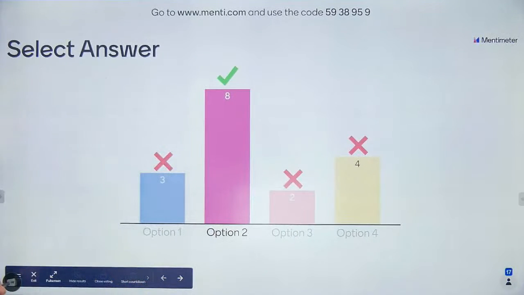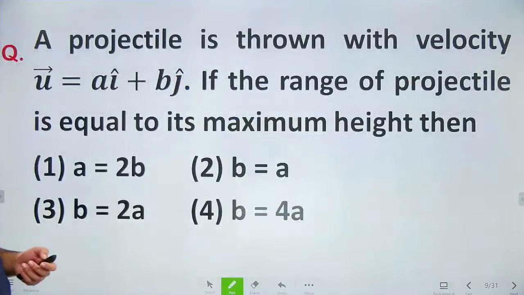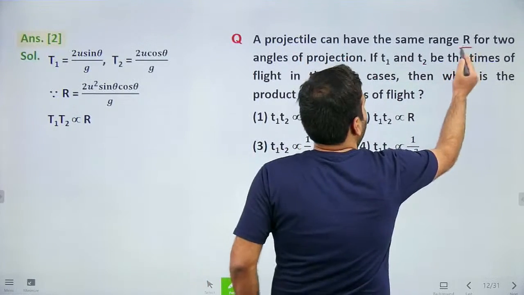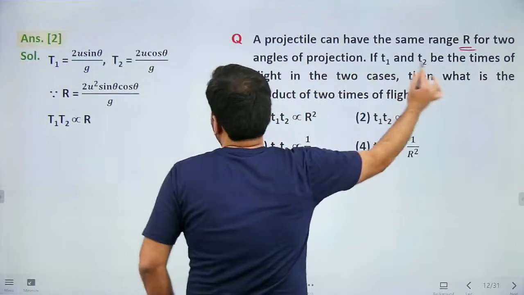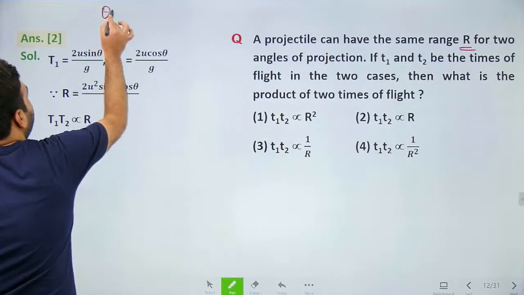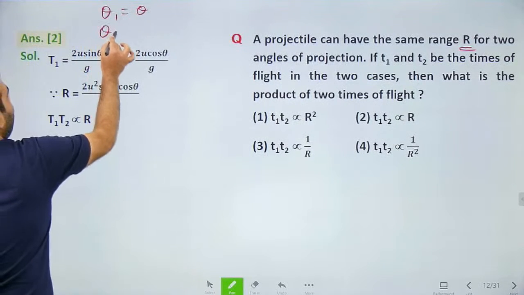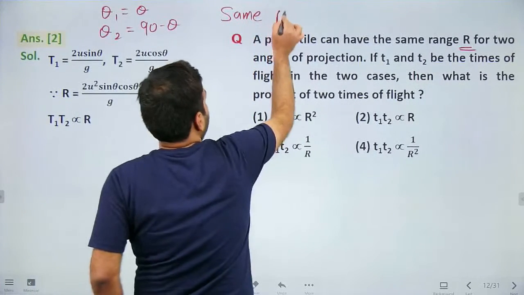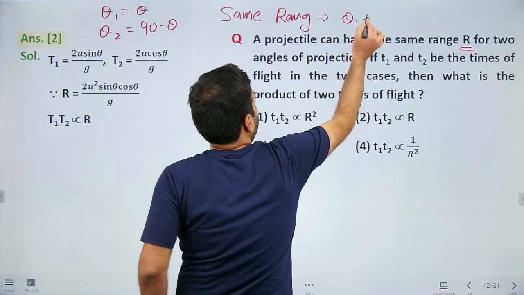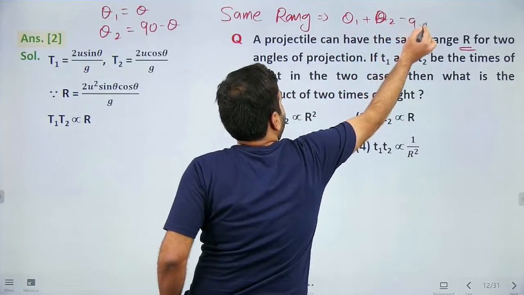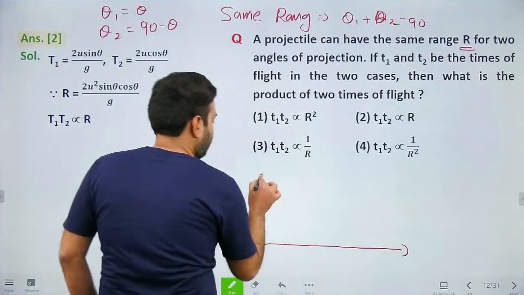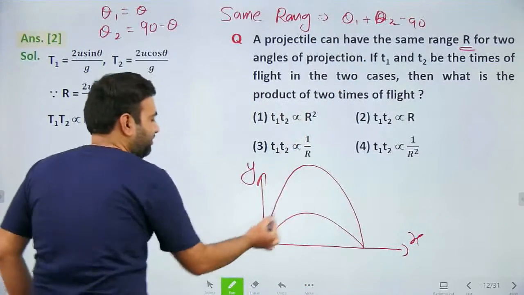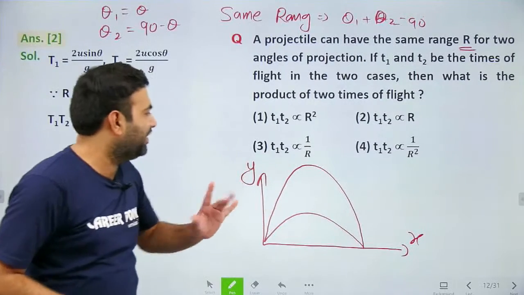Beta, don't worry. I am going to explain the solution. See, this was the question. A projectile can have the same range R for two angles of projection. If the projectile is having the same range, that means if the first angle is theta, the second angle must be 90 minus theta. Same range is possible when theta 1 plus theta 2 is equal to 90 degrees. If we throw two projectiles with two different angles whose sum is 90 degrees, they will have the same range, but their time of flight will be different and their height will be different.